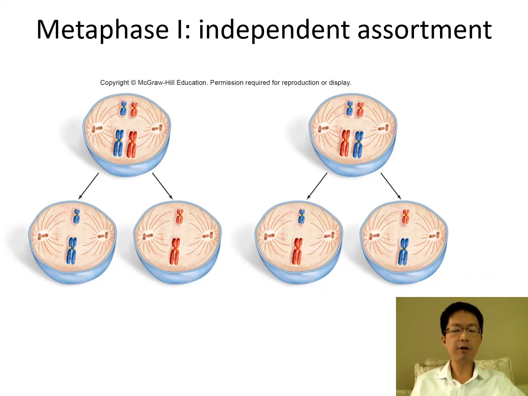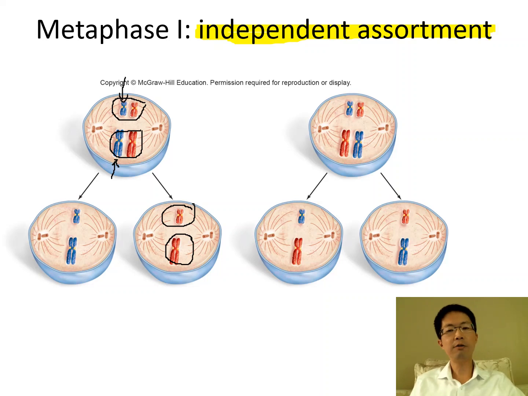In metaphase I, of course, all the chromosomes line up in the middle. We call it the equatorial plate. Something called independent assortment occurs. What is independent assortment? When the chromosomes line up in the middle, you can arrange them like this. See, this is one pair of homologous chromosomes. This is another pair. So you can see that all the father chromosomes, the paternal chromosomes, are on the left side, and all the maternal chromosomes are on the right side.